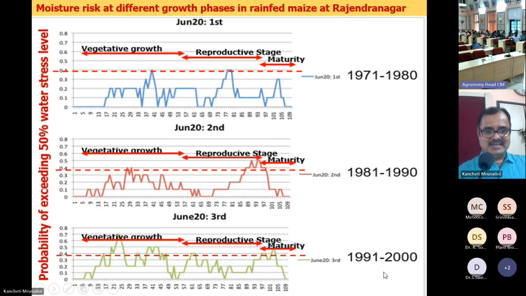Now you see in the 1991 to 2000 decade. Here also the crop is experiencing stress here and here. That is, during the growth period stages, the crop experiences a greater number of stresses, or the frequency of stress is more. That means, so like that, stress is increasing. Sorry, risk is increasing due to the moisture stress.